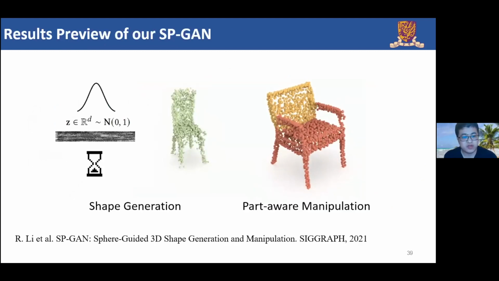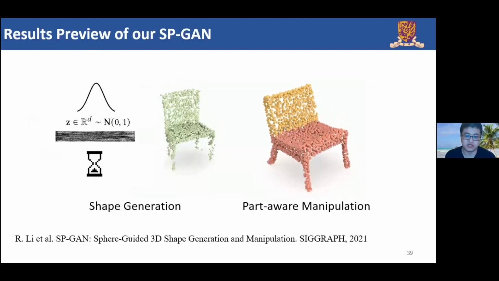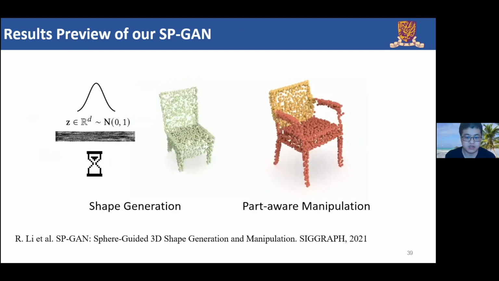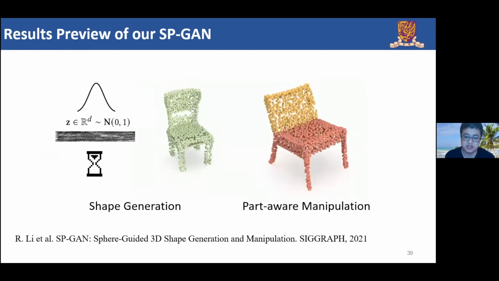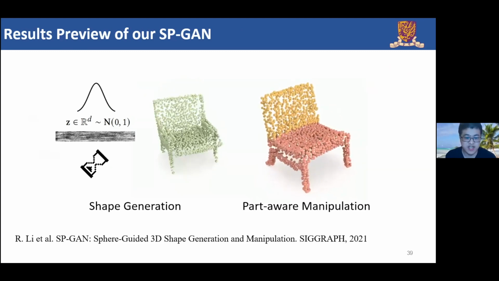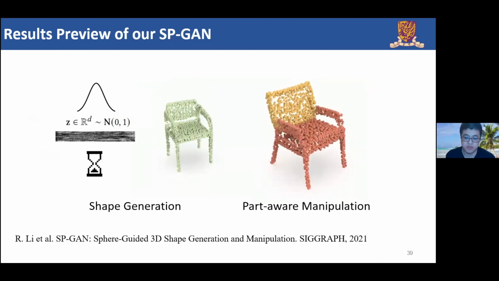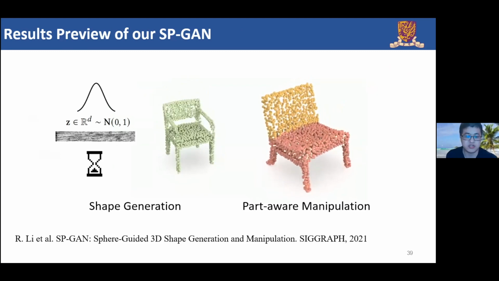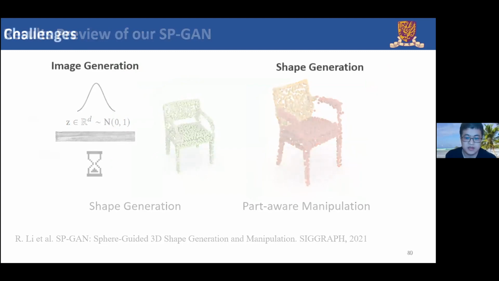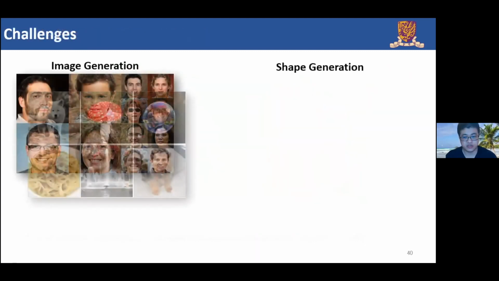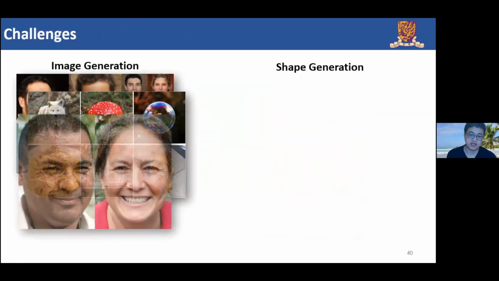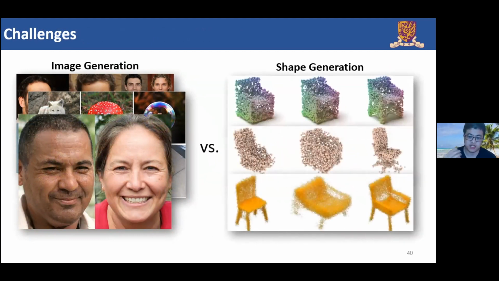In this work, we present SP-GAN, which is a new unsupervised generative method. We can directly synthesize 3D shapes from a random vector and also promote controllability for part-aware generation and manipulation. Methods in 2D images, such as StyleGAN and StarGAN, can already synthesize higher resolution images with fine details. But if you look at the 3D domain, it's totally another story.